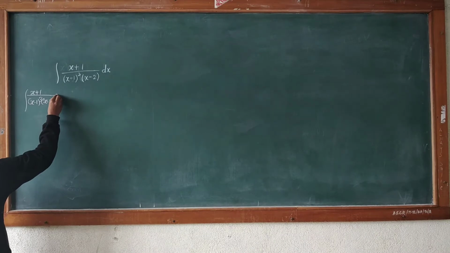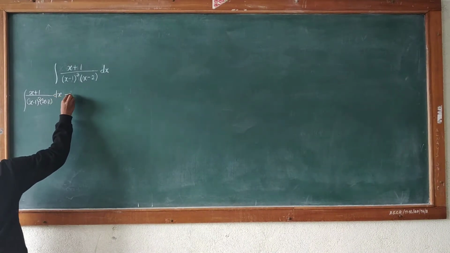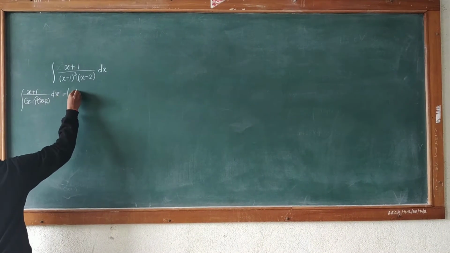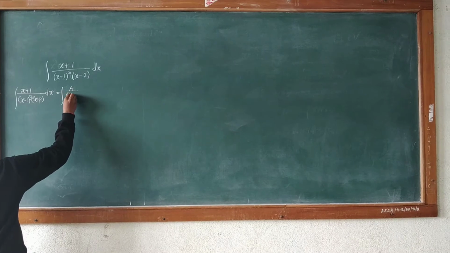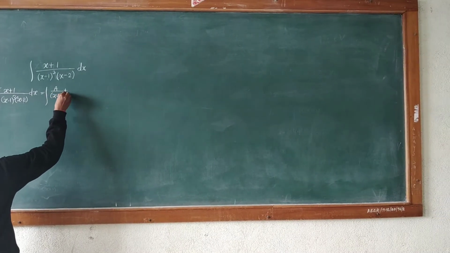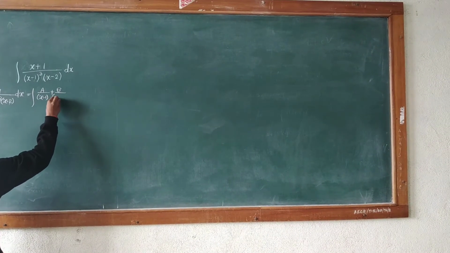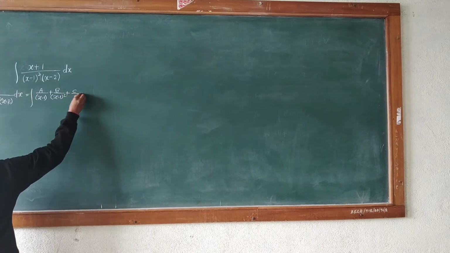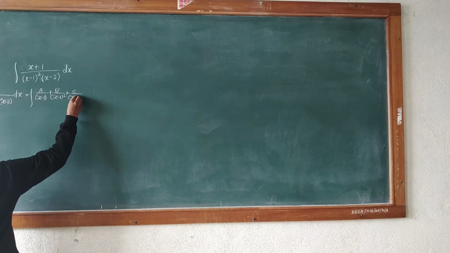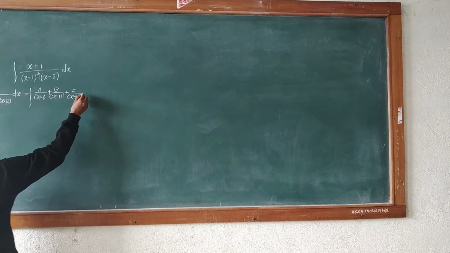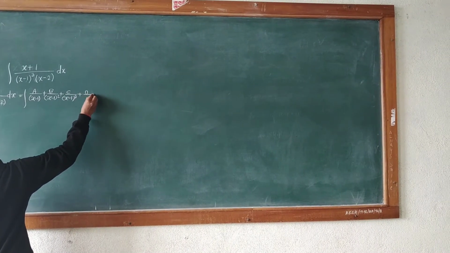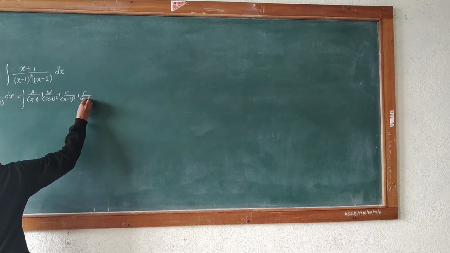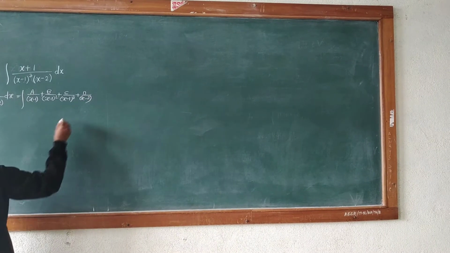to integration of a divided by x minus 1, plus b divided by (x minus 1) square, plus c divided by (x minus 1) cube, plus d divided by x minus 2. Number this equation as 1.